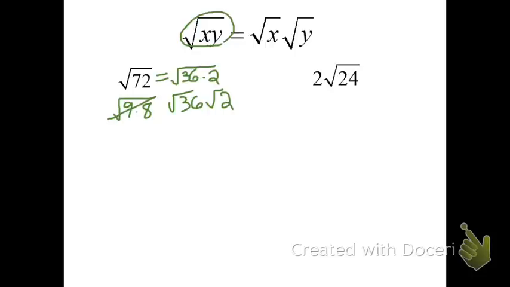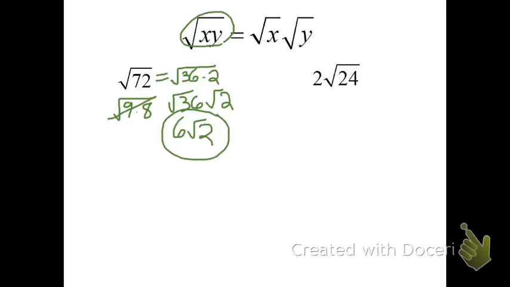So now that we rewrote the square root of 72 as the square root of 36 times the square root of 2, we can now simplify that. Since the square root of 36 is a perfect square, we can write that as 6, and then root 2 just stays root 2. So, the square root of 72 is equal to 6 root 2.